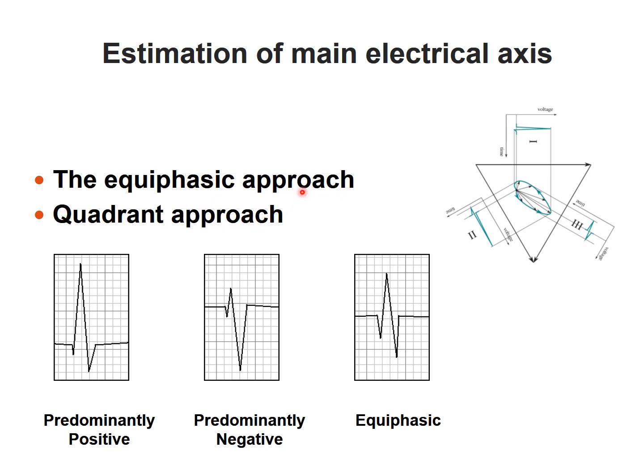Let's look first at the equiphasic approach. Equiphasic approach means that the sum of the QRS complex should be about 0. So if you are summing the positivity and negativity in this wave, roughly the sum should be 0. Looking at the first one, mainly this is positive. The next one is mainly negative. And here, the third one could be equiphasic. So the net should be 0.